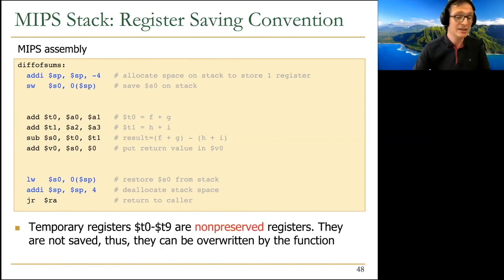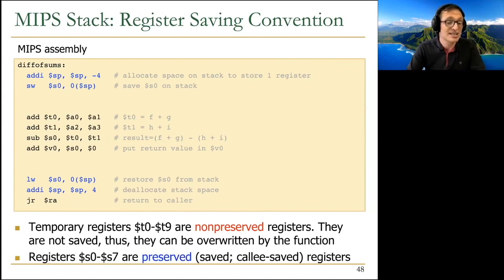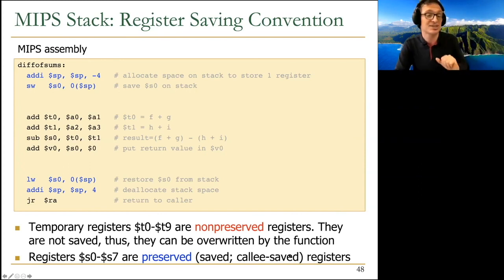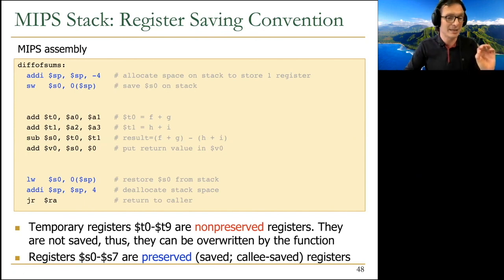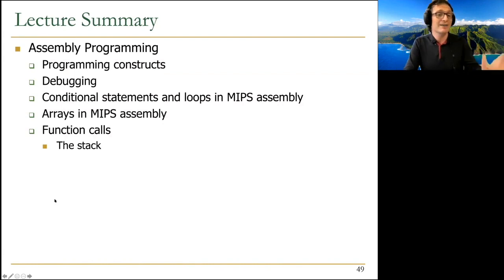Basically, temporary registers are called non-preserved registers. They are not saved, thus they can be overwritten by the function. It's not the function's responsibility to save them, essentially. But registers S0 to S7 are preserved, or they're called callee saved, which means it's the function's responsibility to save them if it's going to overwrite them. That's true for RA as well, by the way. Okay, so now we're done, actually. We covered a lot of interesting concepts.